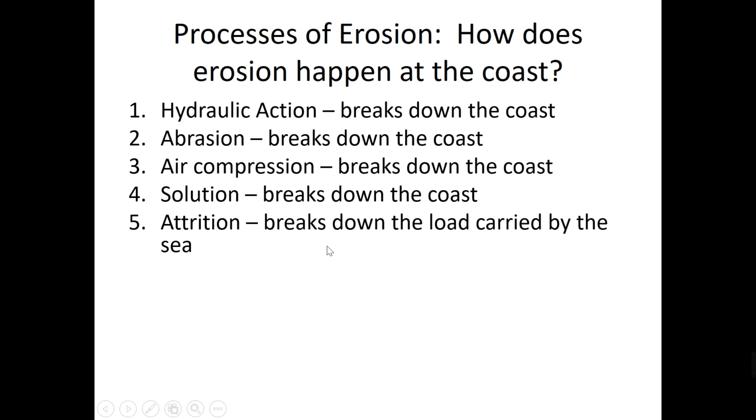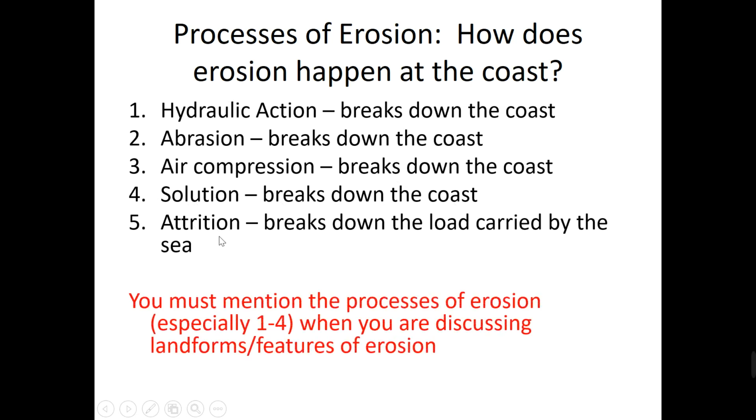So the waves are carrying pebbles, they're carrying rocks, they're carrying smaller sediment. When they're being carried by the waves, that's all being tumbled around, they're bashing off each other, and it's making the sediment smaller and it's making them more rounded. So that's why if you're at the beach and it's a pebble beach, the pebbles are smooth and they're rounded, and that's through the process of attrition. So just important to note that the first 4 involve breaking down the coastline, and the 5th, attrition, only involves wearing down the material being carried by the waves.